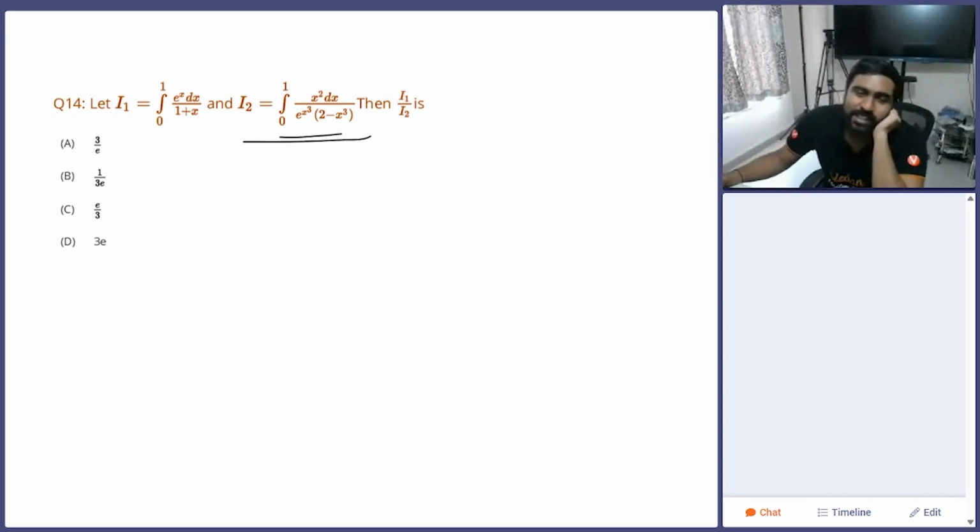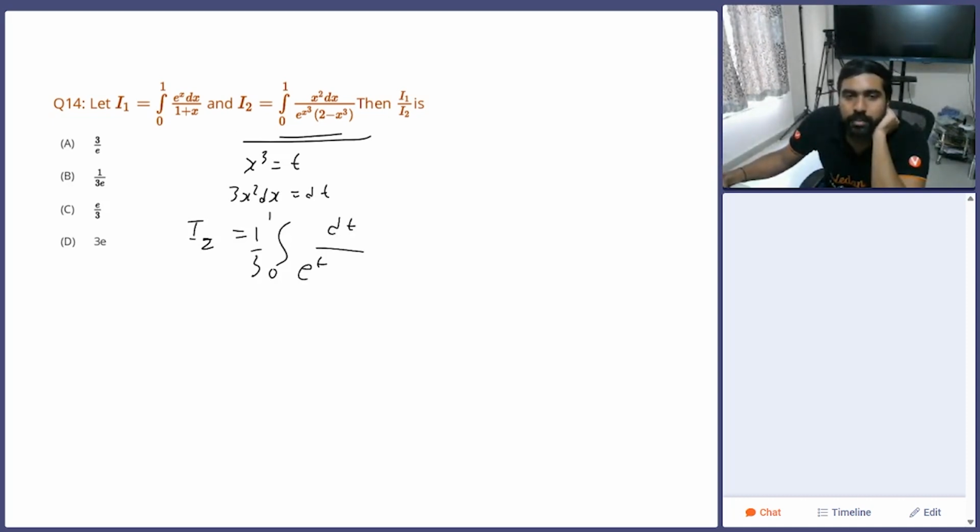So let's see. The most initial first step I can directly see is I will put x cube equals to t, 3x squared dx is equal to dt wala format. So I2 I can say will be equal to what? Limits will also not change. x cube, 0 cube is 0, 1 cube is 1. So 0 to 1, x squared dx is dt by 3. So dt by 3 into e power t into 2 minus t.